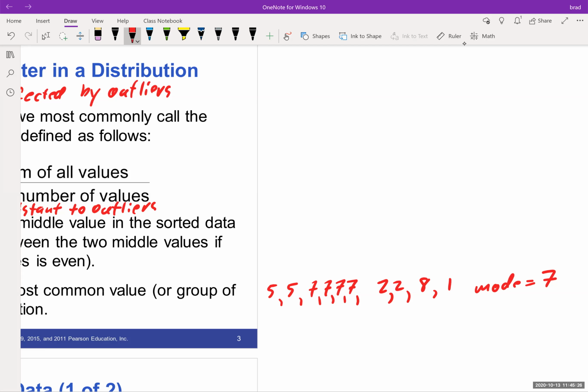A lot of times we use the mode with categorical data that is nominal. That's something that we work with in statistics. Data that doesn't have a way to add or subtract, like eye color, things like that. That's normally when you talk about the mode.